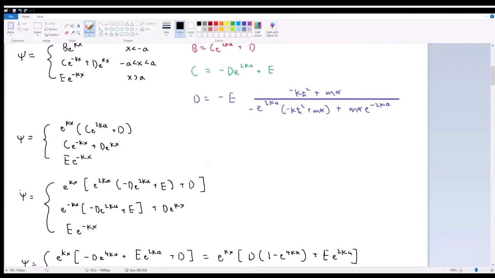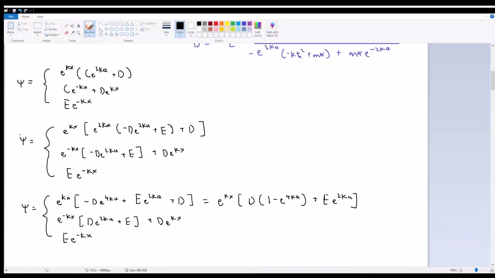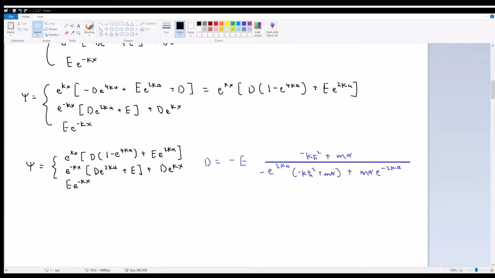Okay, and now is the hard part. So give me 1 second as I rearrange all my work to make this a little bit neater, and then we will work on this final substitution going from d to e. Okay, now let's plug everything in.